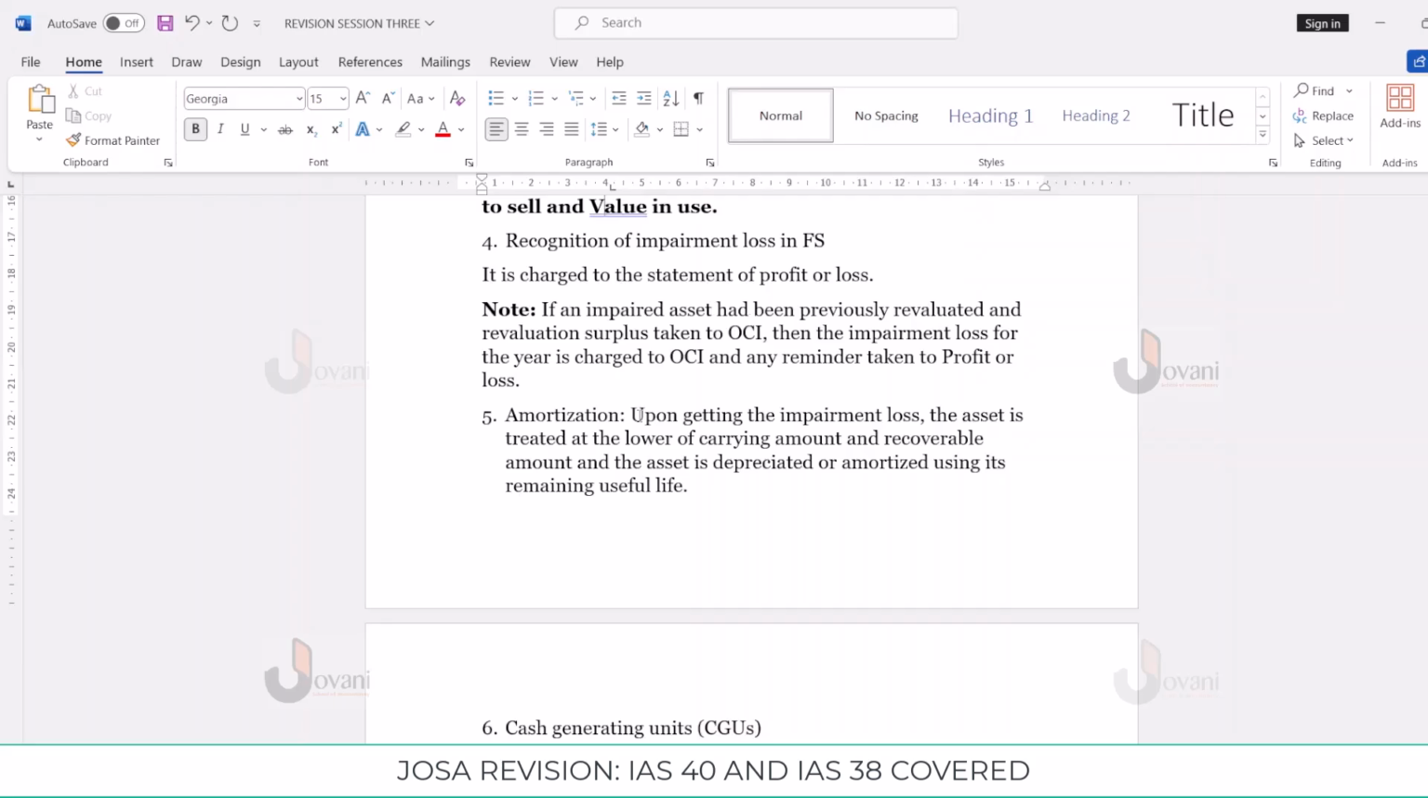This one here. So at that point, it means that the carrying amount is lower than the recoverable amount, not so? So you maintain it at its carrying amount.